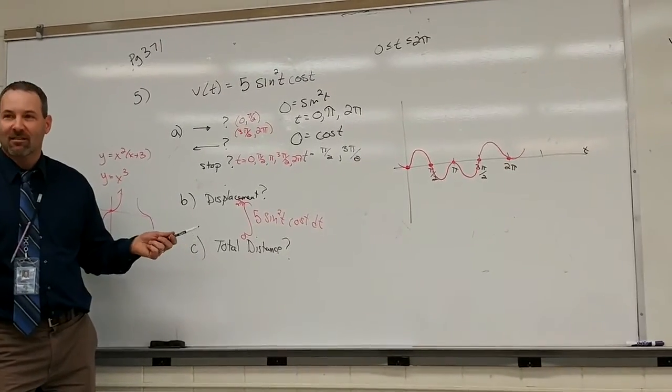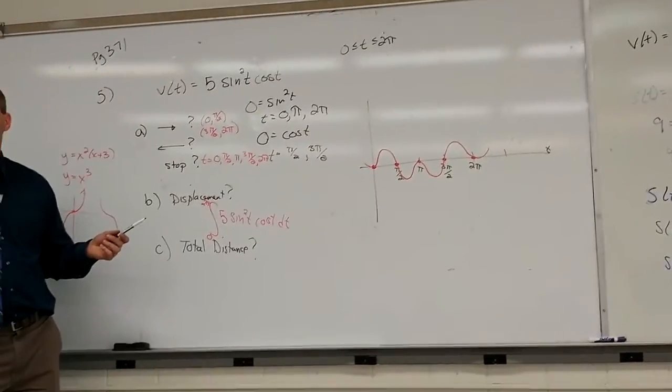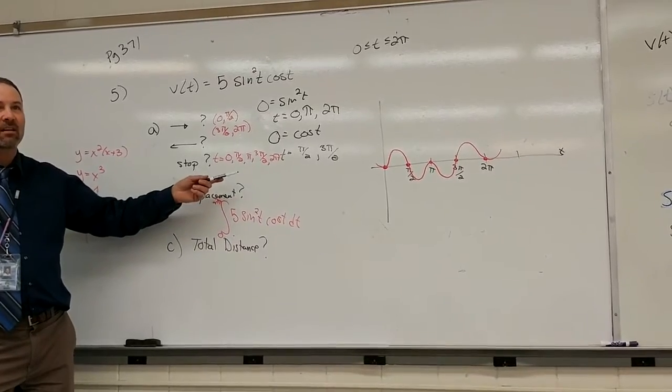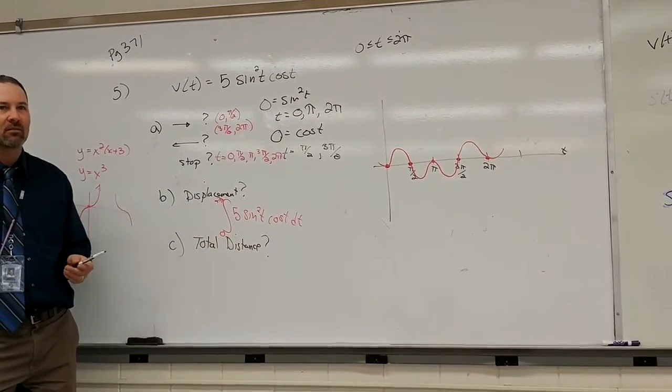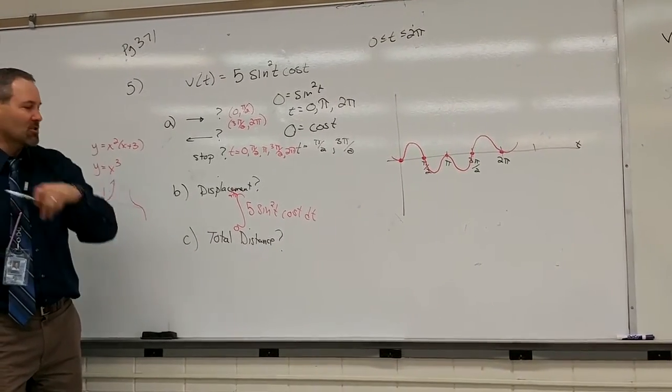U substitution. What would your u be? Sine t. That's what I would do, because the derivative of sine is cosine. That'll get rid of that. It'll just be a u squared. Okay, you can do that after I'm done talking, which is very soon.